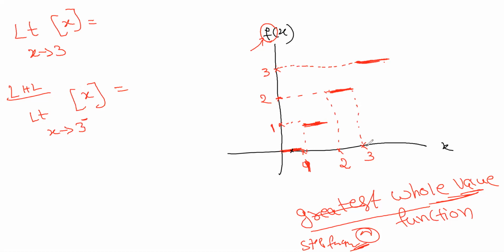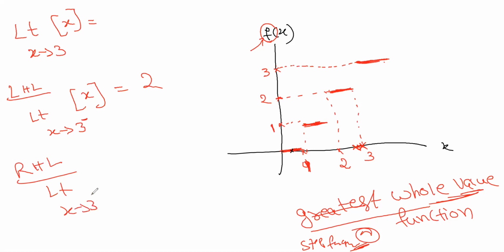We know the graph of step x. Now we will draw it. This is 3. 3 minus means this side. What is the value of y when x is at 3 minus, before 3? It's 2. Now we will do the right hand limit.